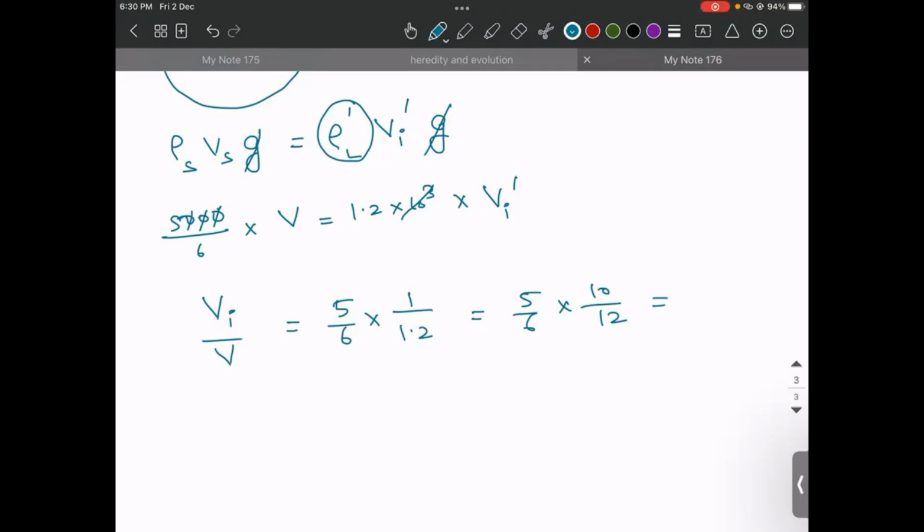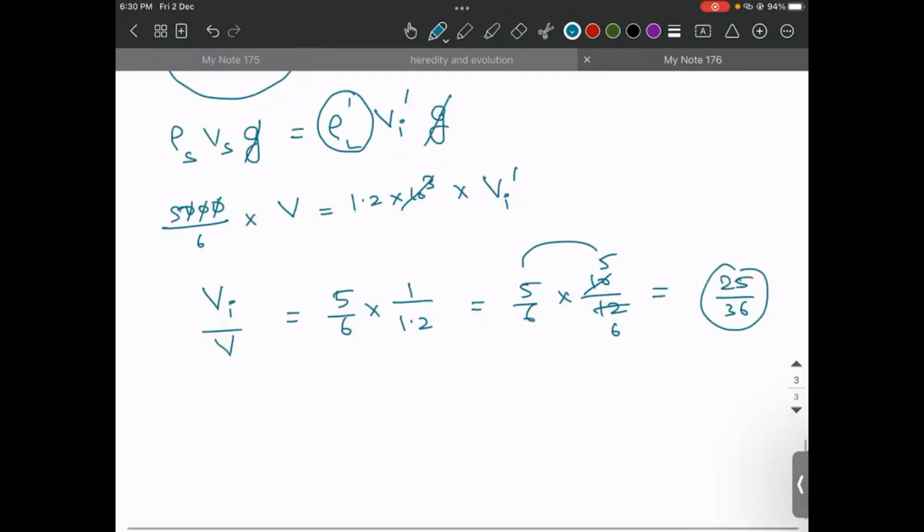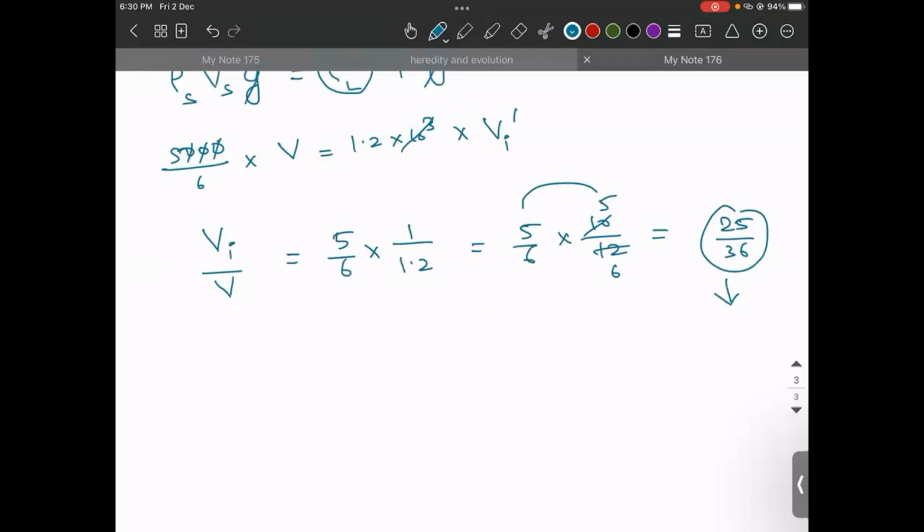Right? If I multiply, so 5 by 6 into 10 by 12. So how much is going to be the answer? 25 divided by 36. So 25 divided by 36 is the volume present inside the surface, or below the surface.